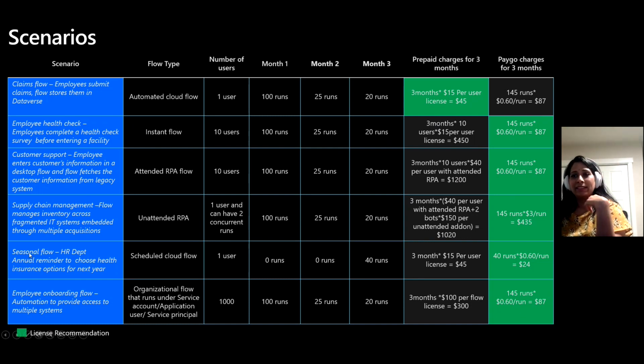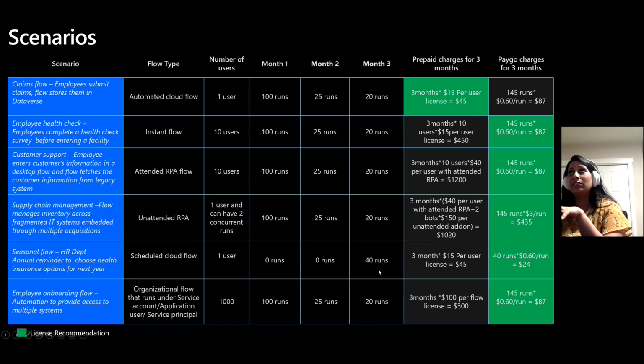Let's take another example, which is a seasonal flow. The HR department sends an annual reminder to everybody in the company to choose their health options, insurance options for the next year. It is a scheduled flow because it's a reminder done annually. And because it is annual, in the first 2 months they don't have any runs, but in the third month there are 40 runs.